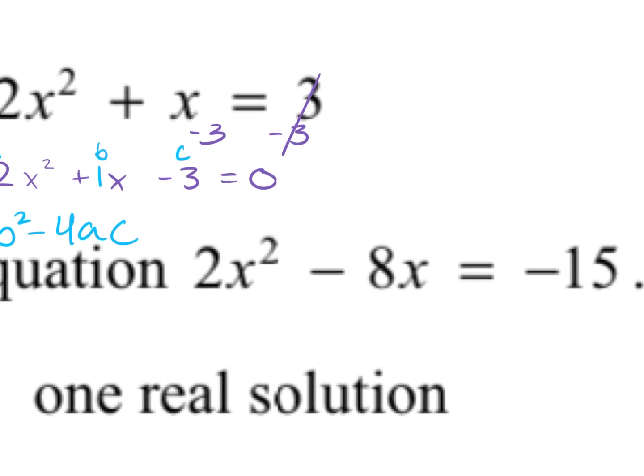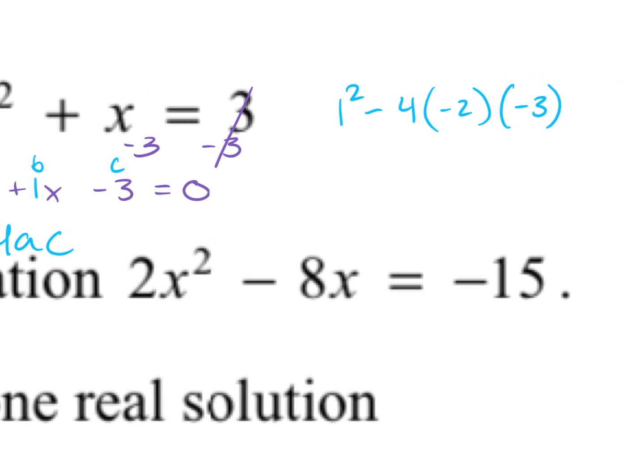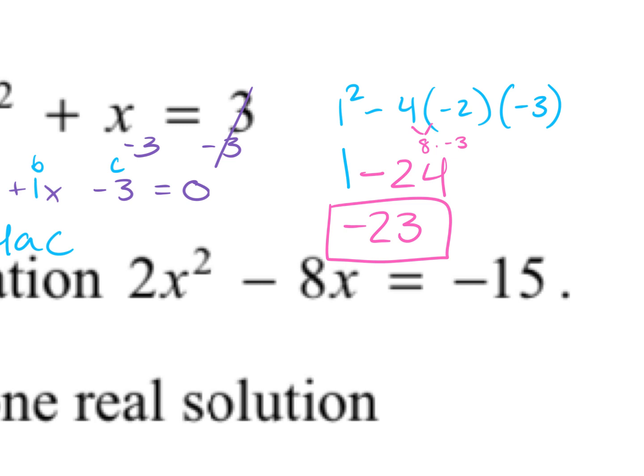So from here I'm going to plug in my A, B, and C. So 1 squared minus 4 times A, which is negative 2, times C, which is negative 3. So 1 squared is just 1. Negative 4 times negative 2 is 8, and 8 times negative 3? Negative 24. What is 1 minus 24? Negative 23. So my discriminant is negative 23, but what does that tell me about the number and type of solutions? 2 imaginary solutions. Awesome.